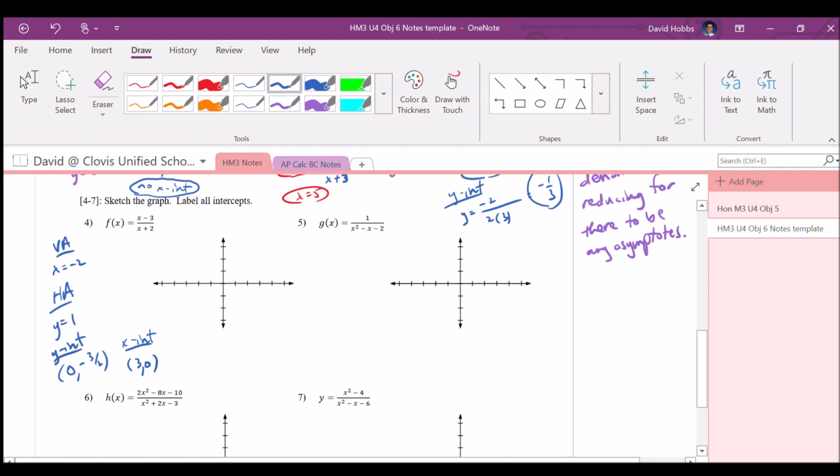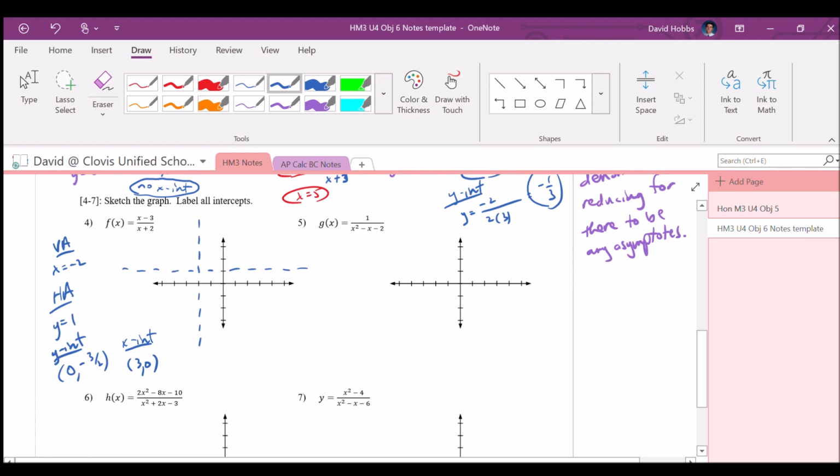Okay, so now, how do we do this with the graph? So, vertical asymptote, x equals negative 2, a vertical line, but it's the nothingness of the graph. So we do a dotted line when we're doing asymptotes. So x equals negative 2, y equals 1, also a dotted line. This is not the actual graph, this is the framework of the graph.